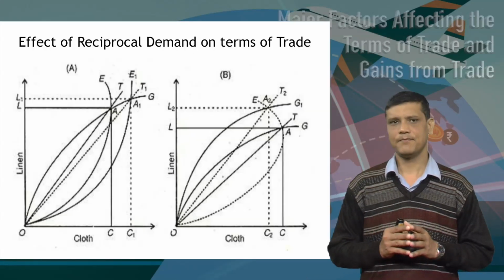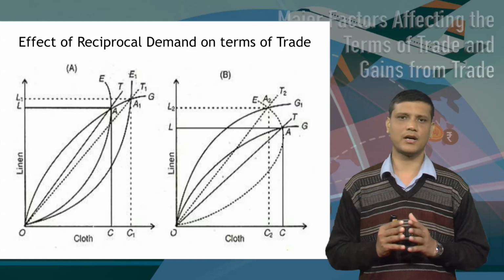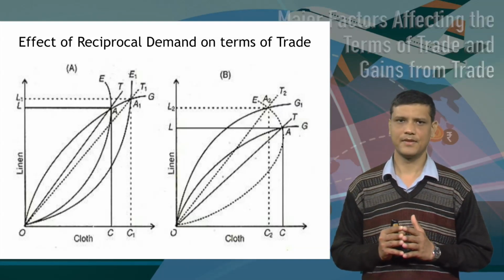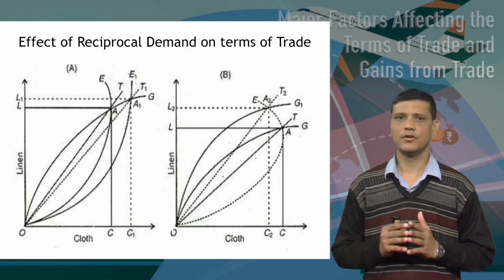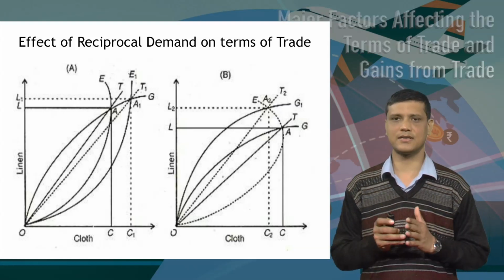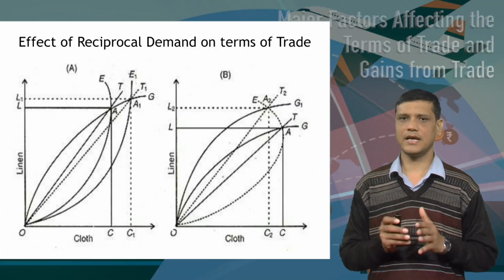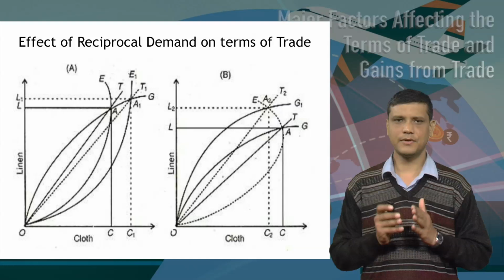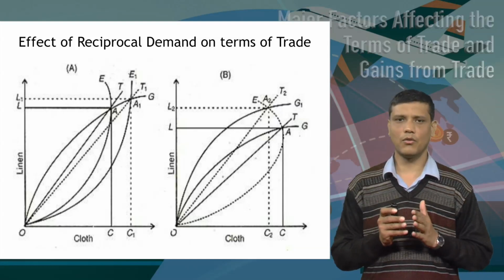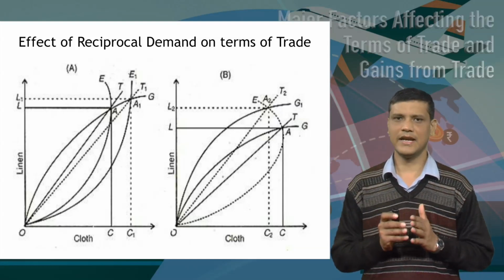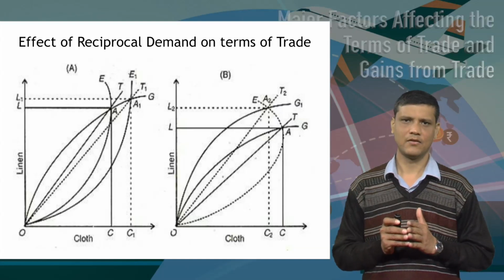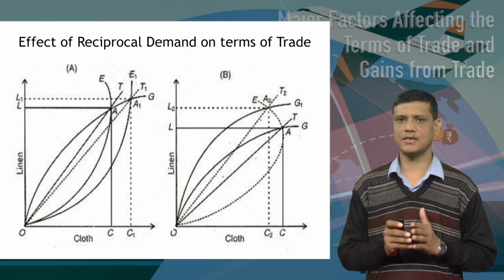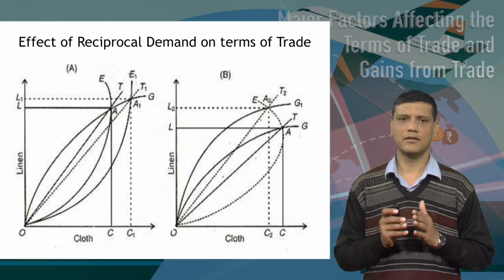In diagram A, OE is the offer curve of England and OZ is the offer curve of Germany. A is the point where the two offer curves intersect each other. This is the equilibrium point at which OC of cloth is traded by England for OL of linen of Germany. The terms of trade are represented by the slope of the ray OT.